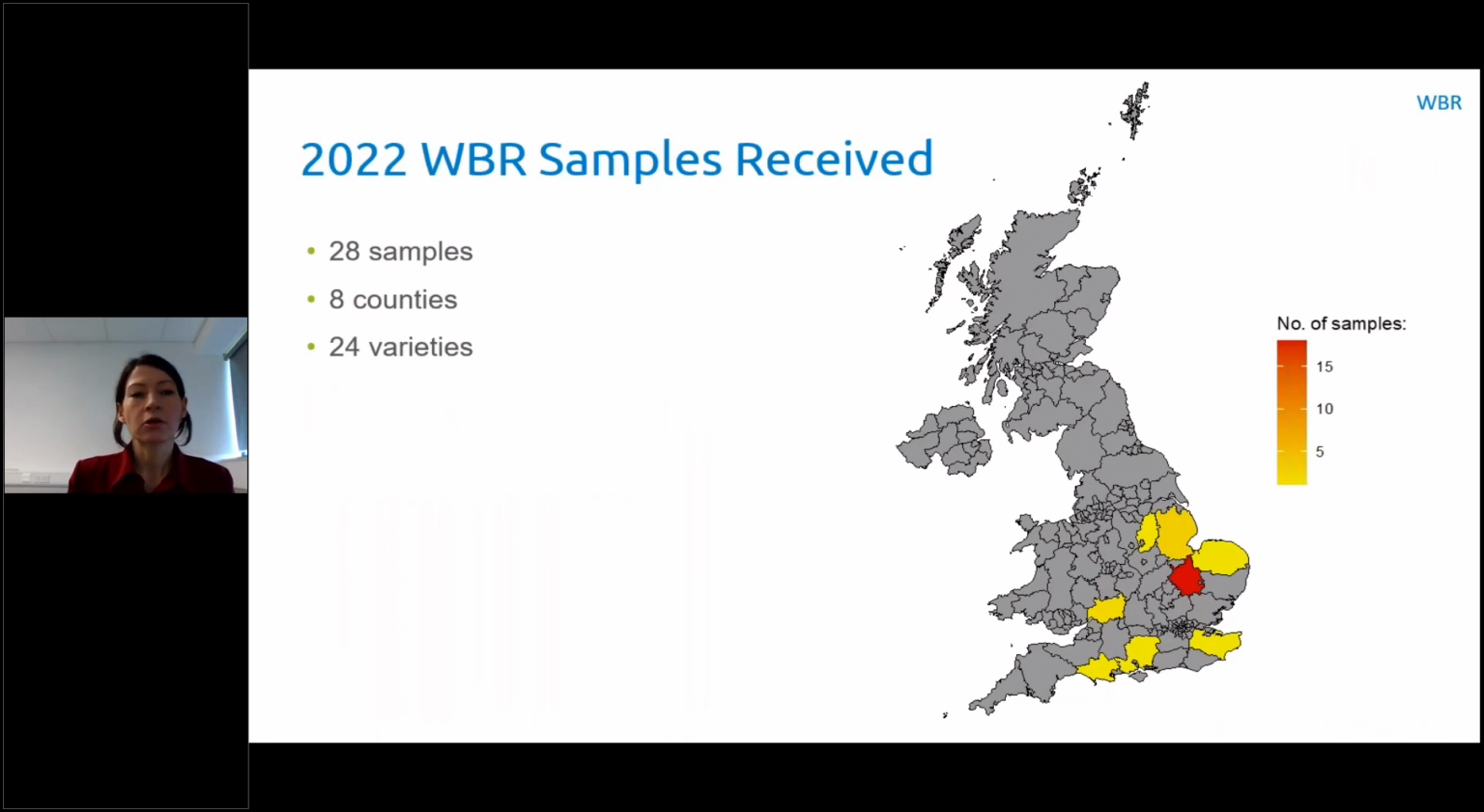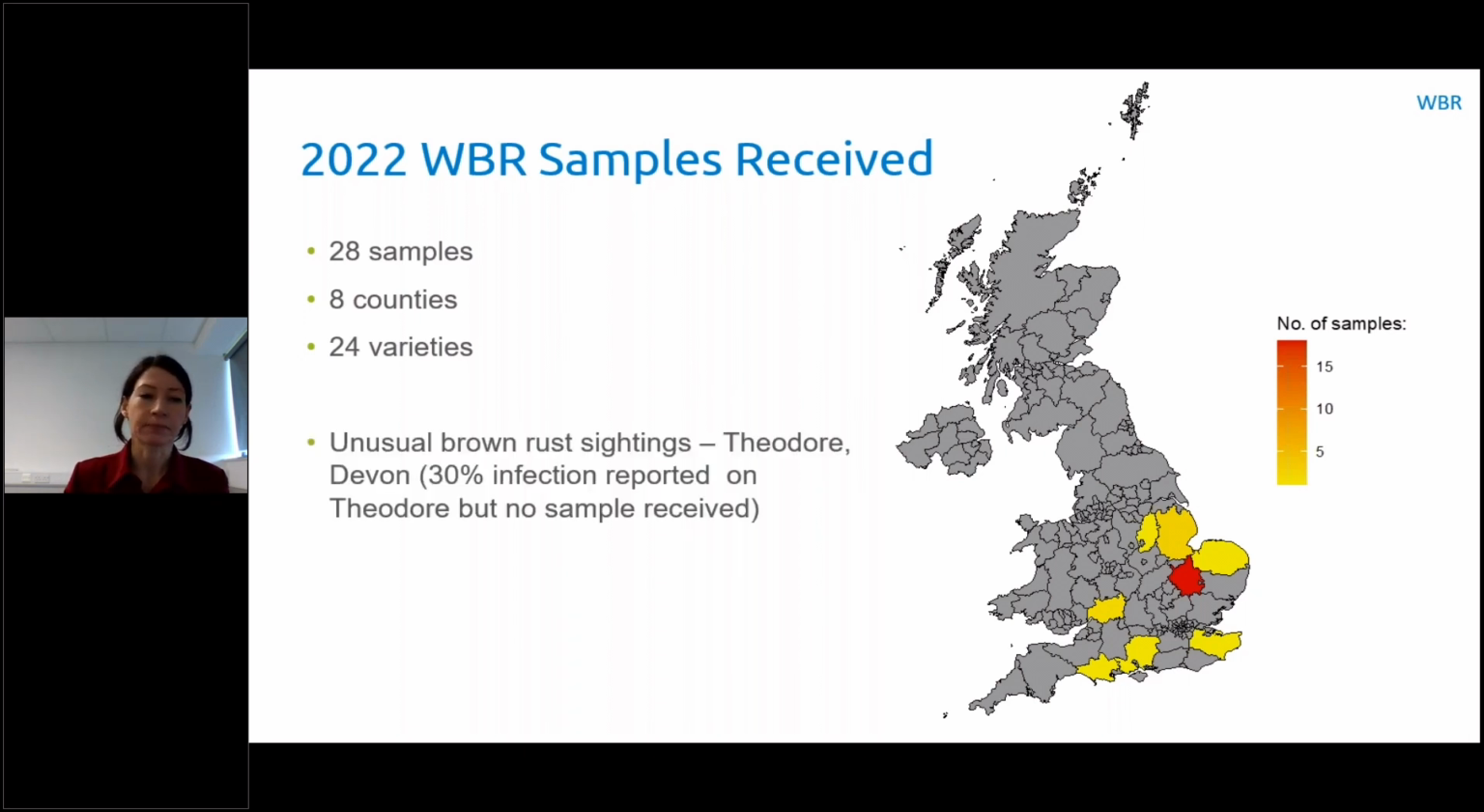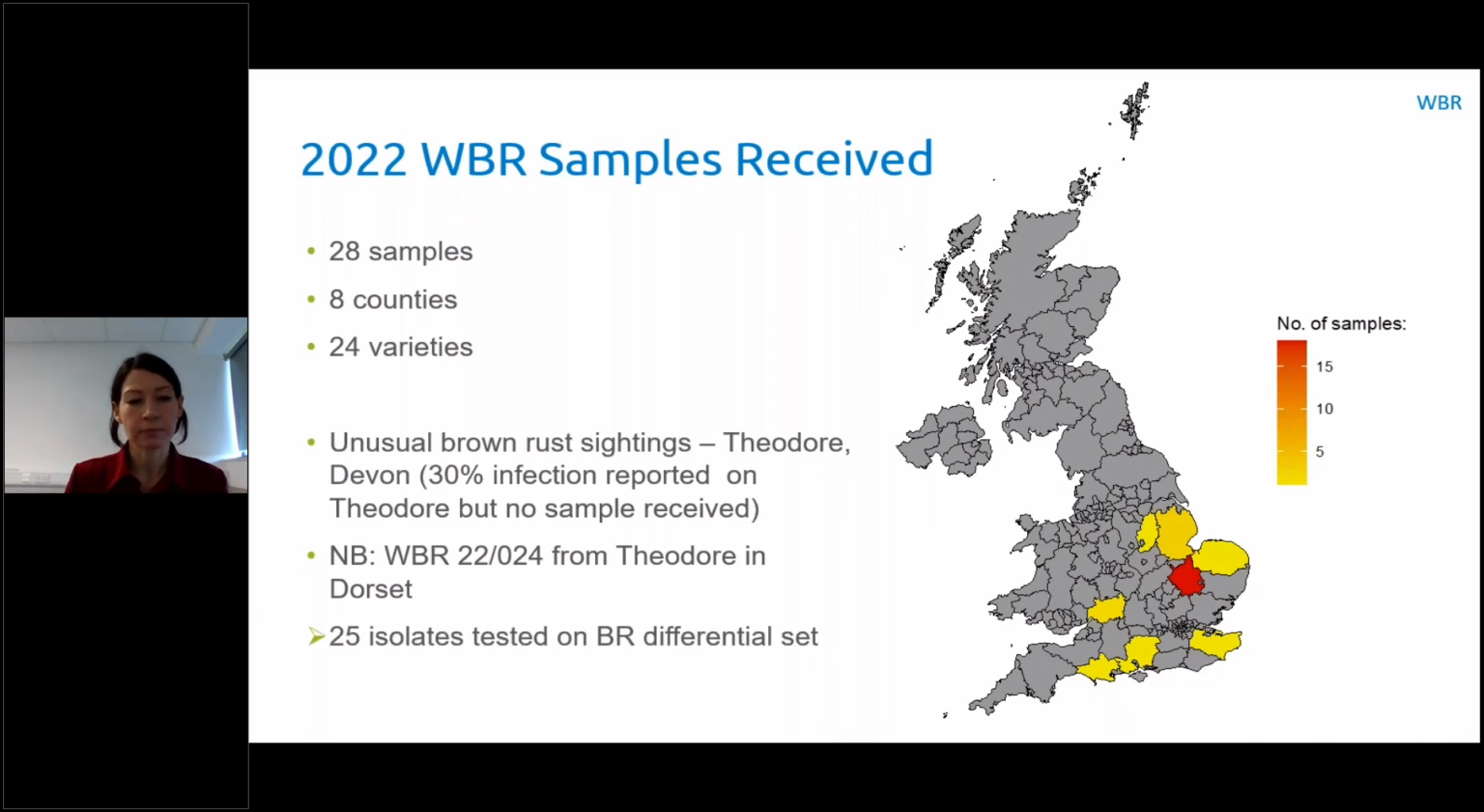So our 2022 brown rust samples: we received 28 samples from 8 counties and across 24 varieties. Unusual brown rust sightings, well, we did have a report of Theodore in Devon being infected at around the 30% mark, but we didn't unfortunately receive a sample from that. I did receive a sample from Theodore in Dorset, which was coded 22024, and I will be talking more about that one in the coming slides.